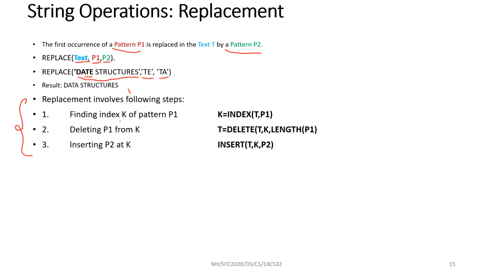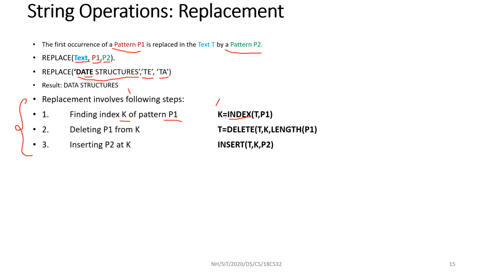First is to find out the index of that pattern. I can replace only if this pattern is there. If P1 is not there, how can I replace? For example, if I take XY, is XY here? No. If XY is not there, what is the purpose of saying replacement? If the pattern is there, only then you have to replace it. First of all, you have to find out the pattern index k of P1. So replace when k value is not 0.